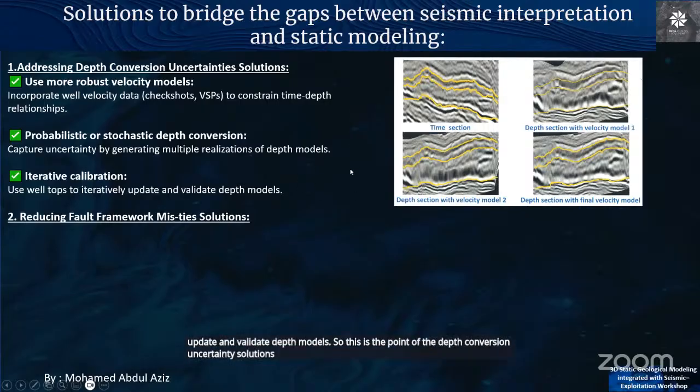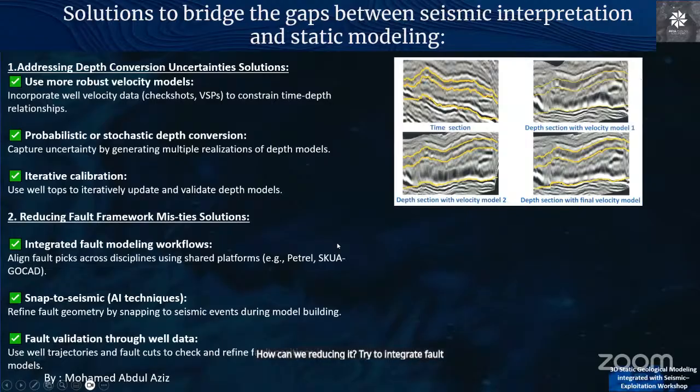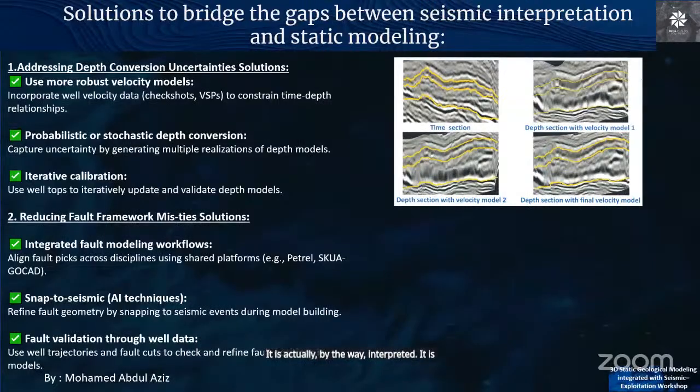Now the fault framework solutions. How can we reduce it? Try to integrate a fault modeling framework. Try to align fault picks across disciplines using a shared platform. Why fault picks? Because the fault picks here have the formation, the fault cuts and the stratigraphic units. It is actually, by the way, interpreted. It is not solid data.